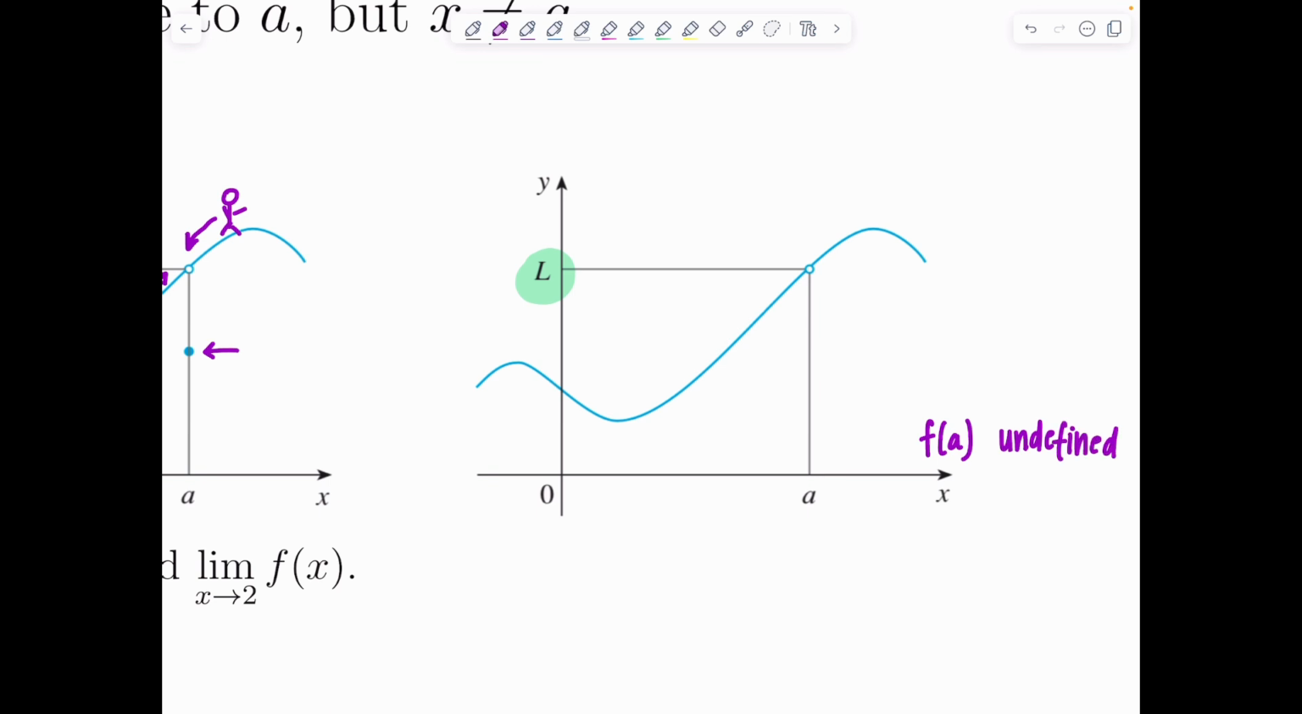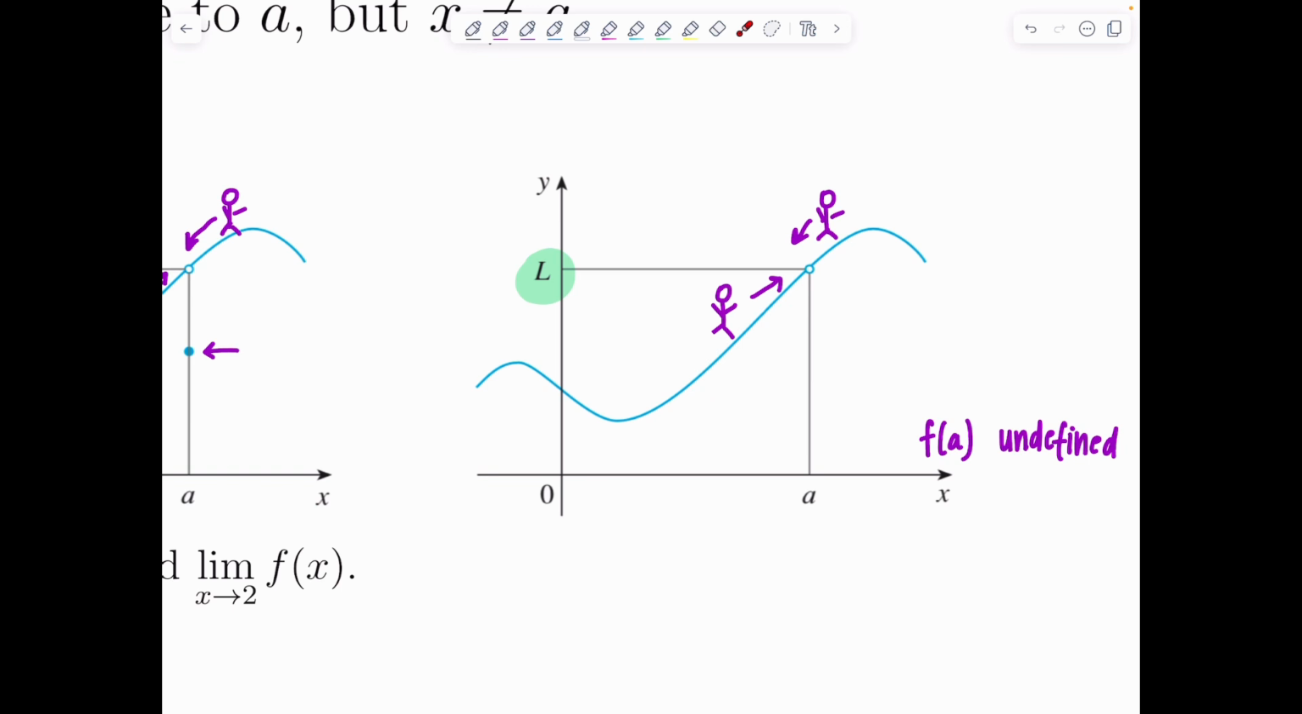But if you told your friend, hey, I'm walking over to x equals a, come meet me there. I'm coming from the right side, and your friend's like, cool, I'm gonna come from the left and I'll meet you there. Are you meeting up at the same spot? Yes. You're both approaching y equals L. And it doesn't matter that when you actually get there, there's a hole in the graph. The function is not defined there. You guys were heading to the same y value.